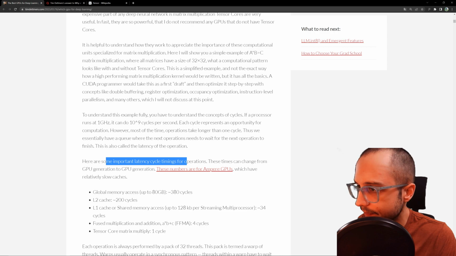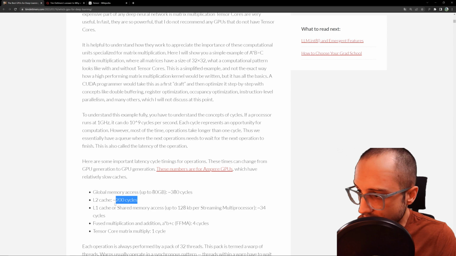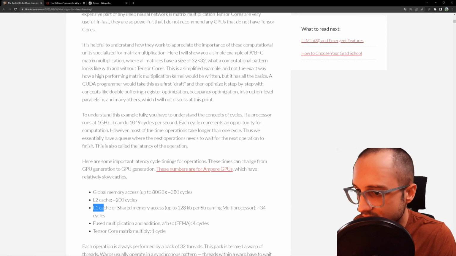Latency timings. Global memory access. It takes about 380 cycles to load anything from the global memory. It takes about 200 cycles to load anything from the L2 cache, which is probably slightly further away from the L1 cache, which is the closest one to the little tensor core.